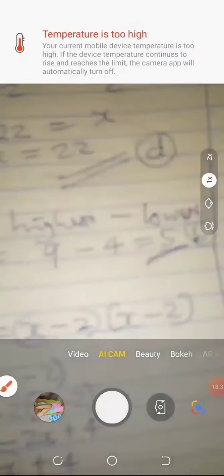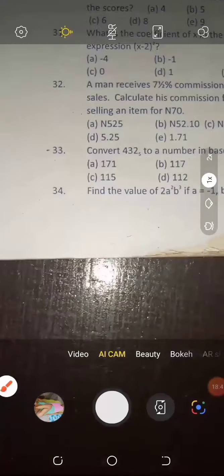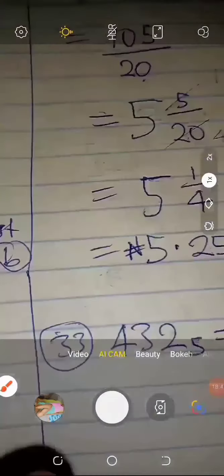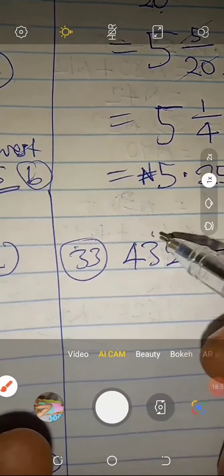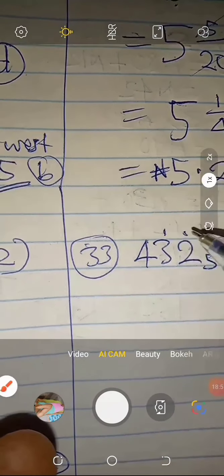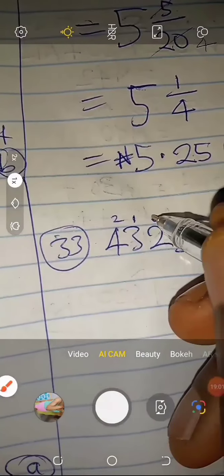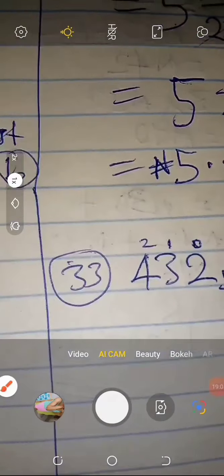So for us to do that, 432 base 5 to base 10 will be equal to the following. Go to each of the digits, start with 0, 1, and 2, and place those numbers on top of the digits you're dealing with. Remember, you count from your right-hand side to your left-hand side.